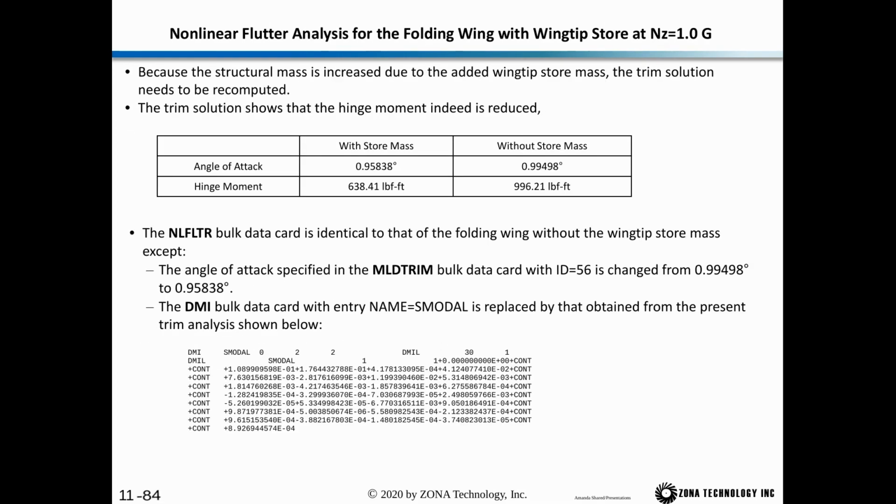Now because the structure mass is increased due to the added wingtip store mass, the trim solution needs to be recomputed. And the trim solution shows that the hinge moment indeed is reduced. So our angle of attack with the store mass decreases, and the hinge moment, as you can see, also decreases from 1,000 foot-pounds to 640 foot-pounds. And the nonlinear flutter bulk data card is identical to that of the previous case, except now the angle of attack is changed to 0.95838 degrees, and the DMI card specifying our static aeroelastic solution has been updated as shown here.